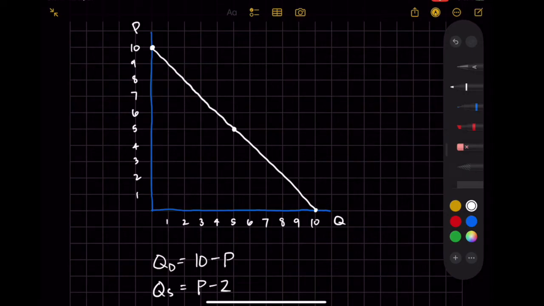We also want to try to draw the supply curve. So let's start on this axis here. Let's start with the price of 2, right? That looks like it'd be easy. So at a price of 2, 2 minus 2, the quantity supplied would be 0. So we can plot that in there.